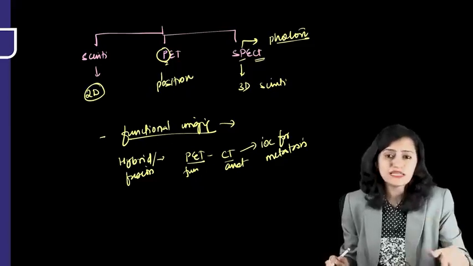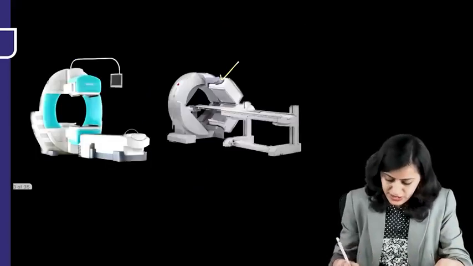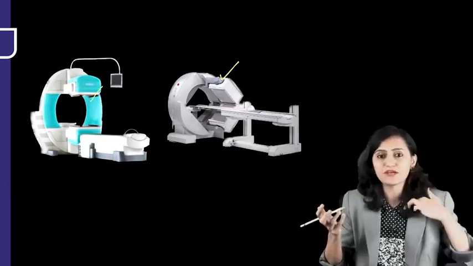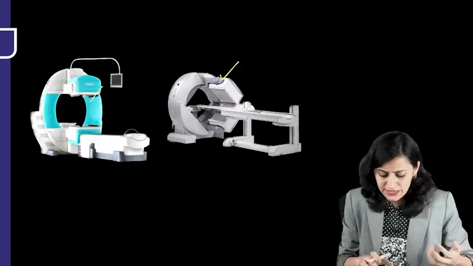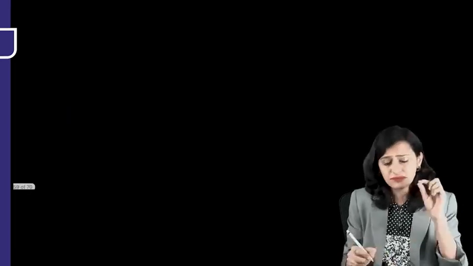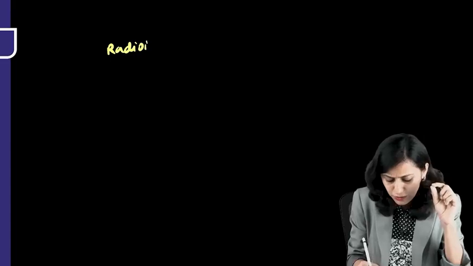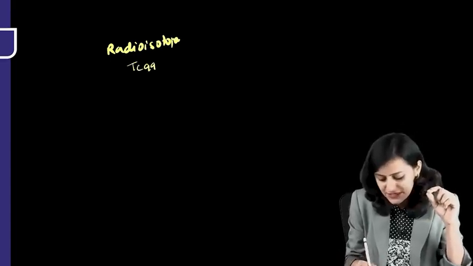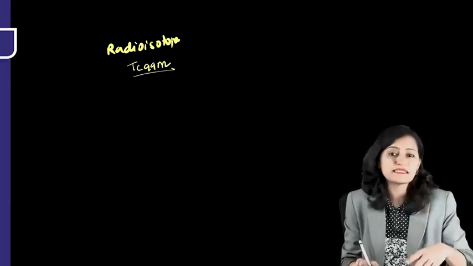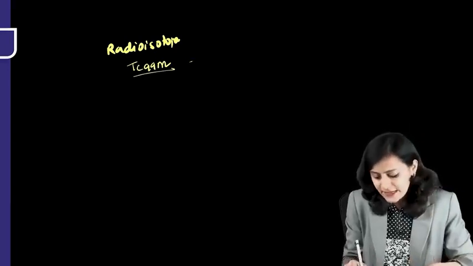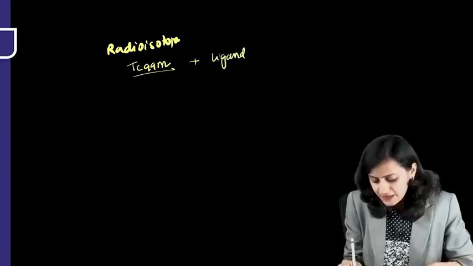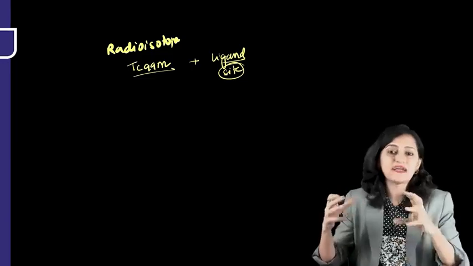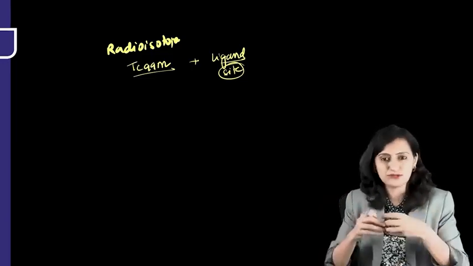Now, how do we do these various modalities? This is the gamma camera that you are seeing, which picks up the radiation that comes from the patient's body. What we do in scintigraphy is send a radioisotope. The most common radioisotope used in scintigraphy is technetium-99m, the metastable form of technetium-99. It is bound to a ligand. This ligand depends on the site of interest. Like iodine itself, it is a ligand and a radioisotope also.